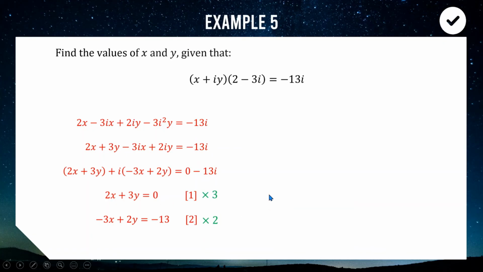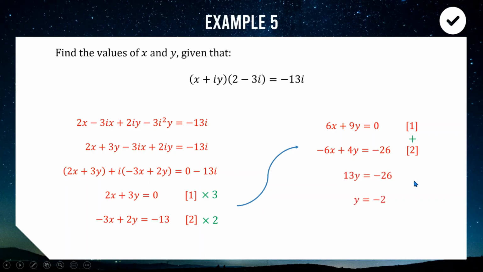All right, I always like the elimination method, so I'll take the first equation and multiply it by 3, and I'm going to multiply equation 2 all by 2. So we end up with 6x plus 9y is equal to 0 for equation 1, and equation 2 will be minus 6x plus 4y is equal to negative 26. Now we have a 6x and a minus 6x, so we can add these two equations together, and we'll end up with 0x plus 13y is equal to minus 26. We can divide by 13 and we get y is equal to minus 2.